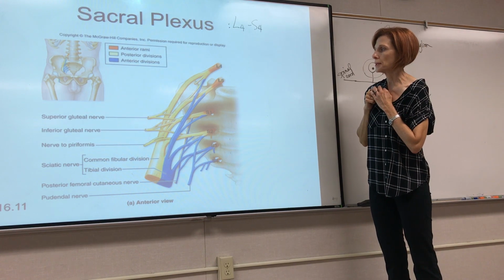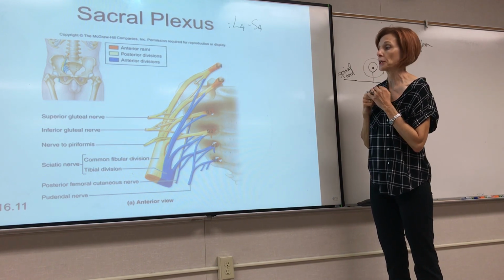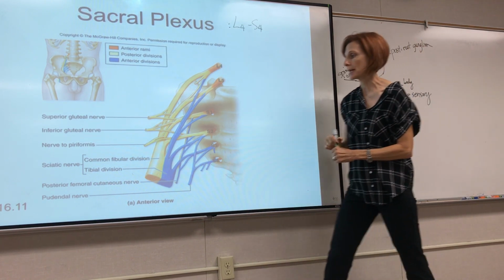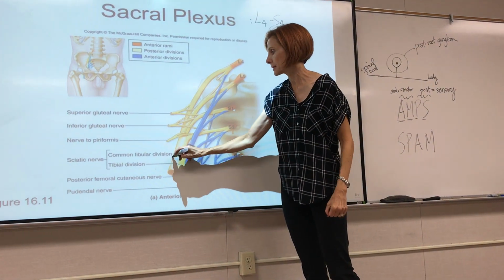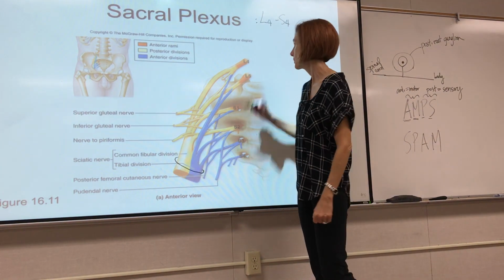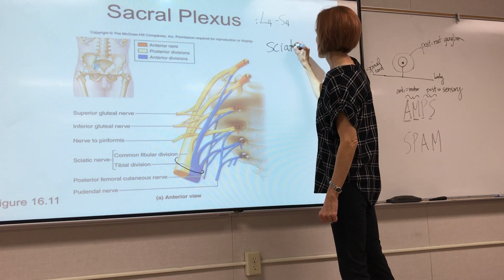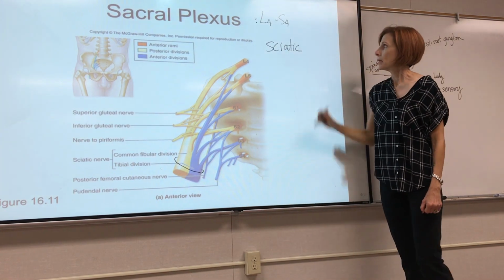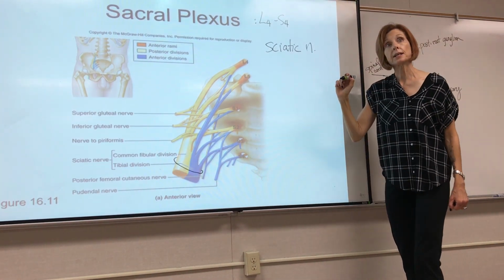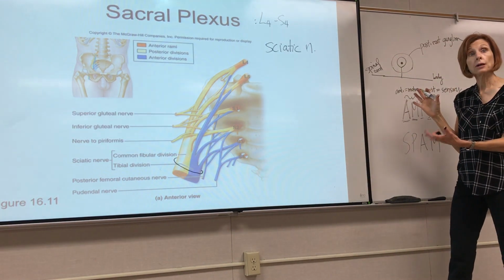Okay, so there is one gigantic nerve I would like you to know that comes out of this plexus. It is actually the largest nerve in the body. It is called the sciatic nerve. Okay, sciatic. So that C is silent. And you may have heard of the term sciatica, which is pain along the nerve.